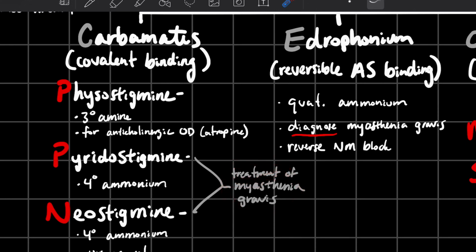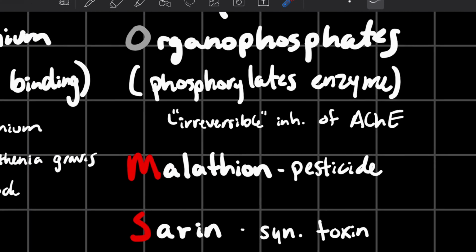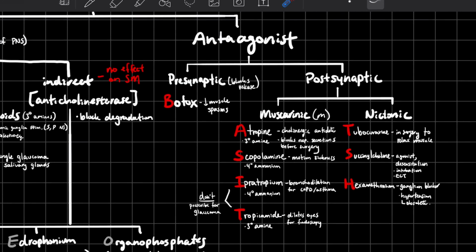And then you also have neostigmine, which is also a quaternary ammonium, and it functions to treat urinary retention, as well as reverse neuromuscular block, for example, after surgery. So when you need to wake the person up and you need them to be able to move afterwards, you give them neostigmine. For your organophosphates, just remember malathion, we touched on that it was a pesticide, and then sarin is going to be a synthetic toxin. Okay.